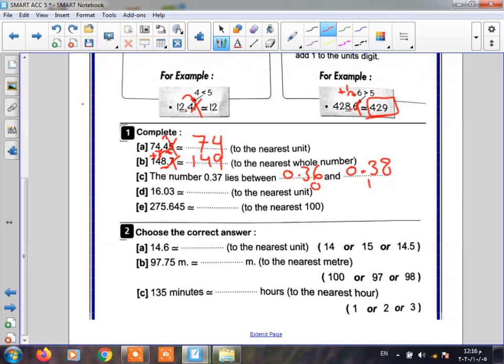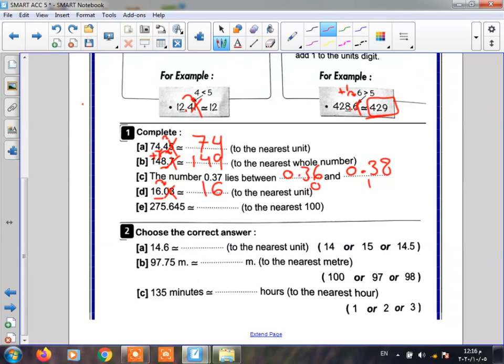Okay? Here we have 16.03, approximately equal to the nearest unit. Here we have the unit 6. Look at the number before it. Here we have 0. 0 is weak, it can't give 1, so I will cancel all of the decimal, and the number will be 16.